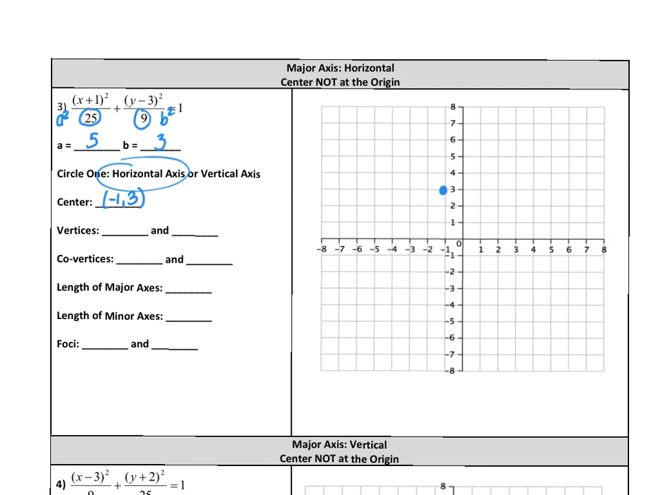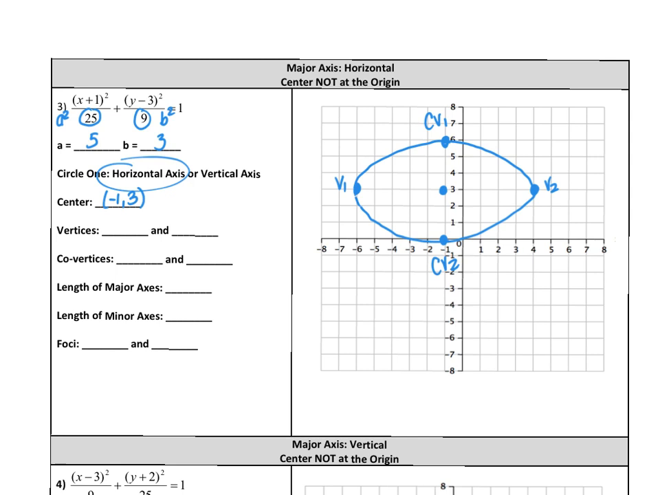Now, since we know that this is a horizontal major axis, it's going to open horizontally. The larger number of 5 means we're going to go 5 to the right, 1, 2, 3, 4, 5 from the center, 5 to the left, and plot our points. We could call this V1 and V2. And now let's count to find our covertices, which are B, 3 up from the center, and 3 down from the center. And we'll call this covertice 1 and covertice 2. And let's connect. Here is my horizontal ellipse.